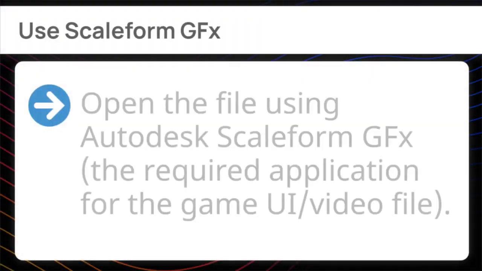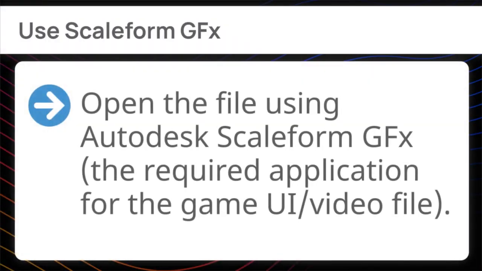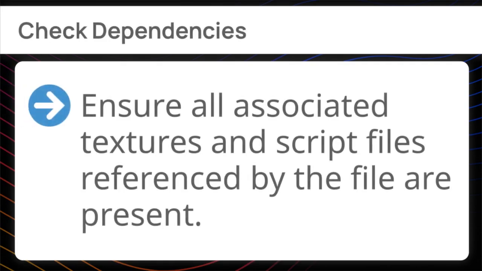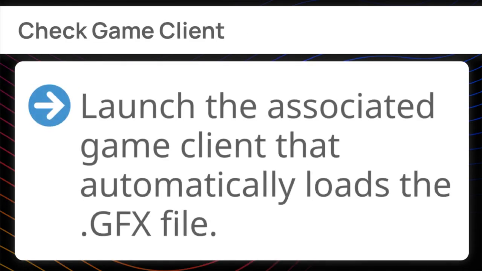First, use Scaleform GFX. Open the file using Autodesk Scaleform GFX, the required application for the game UI video file. Next, check dependencies. Ensure all associated textures and script files referenced by the file are present. Finally, check Game Client. Launch the associated game client that automatically loads the .gfx file.